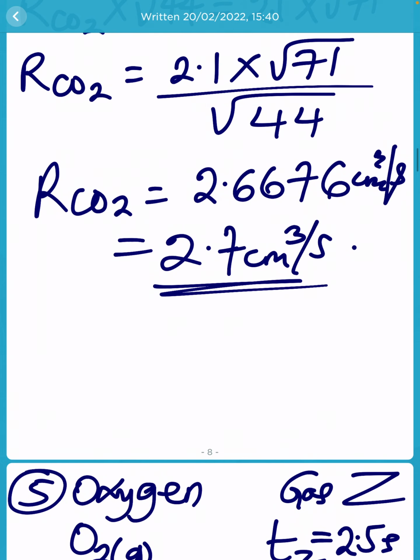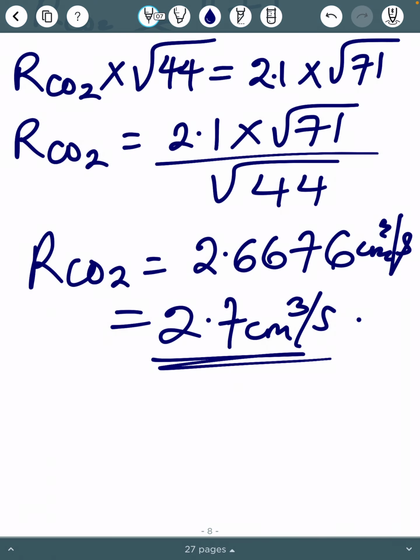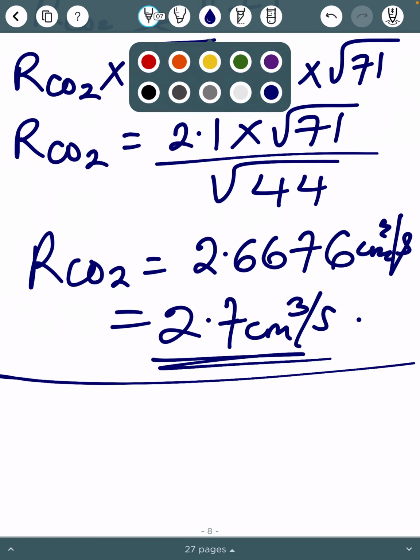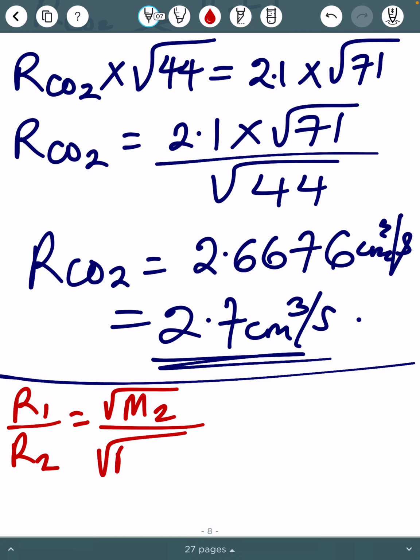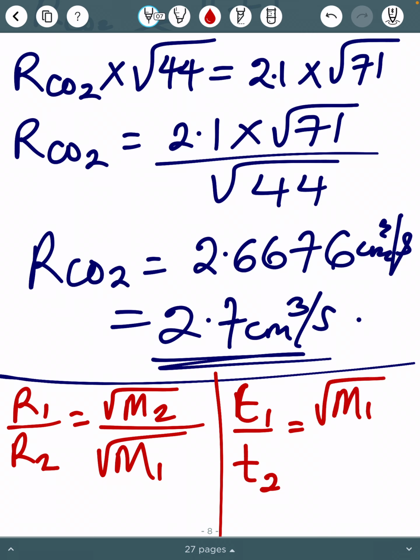The basic thing I think you need to know is that when you are using volumes, you use the formula R1 over R2 equals the square root of molar mass of gas 2 over the square root of molar mass of gas 1. You understand that. But when the volumes are the same and you are just dealing with time, you use T1 over T2 equals the square root of molar mass of gas 1 over the square root of molar mass of gas 2.